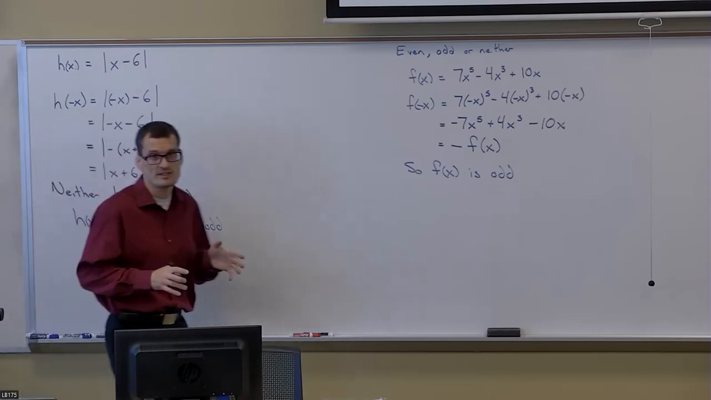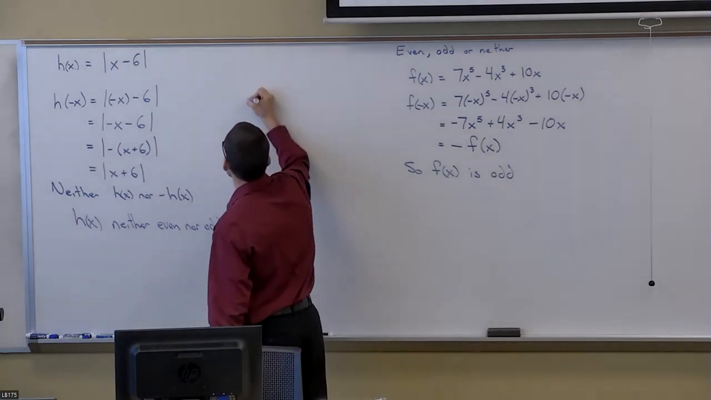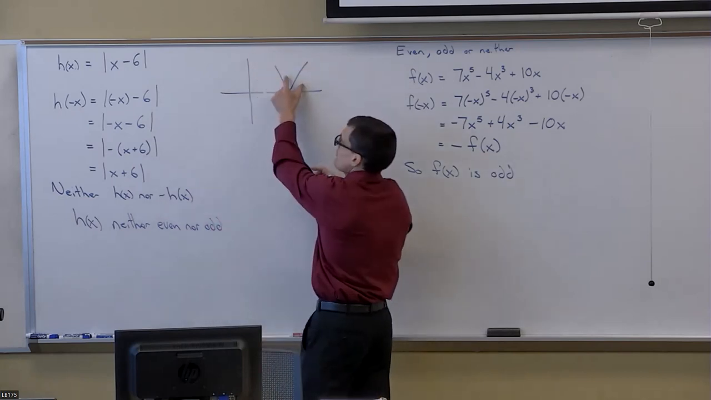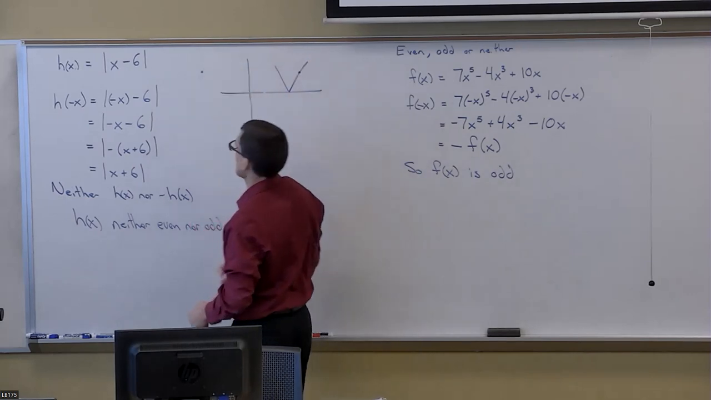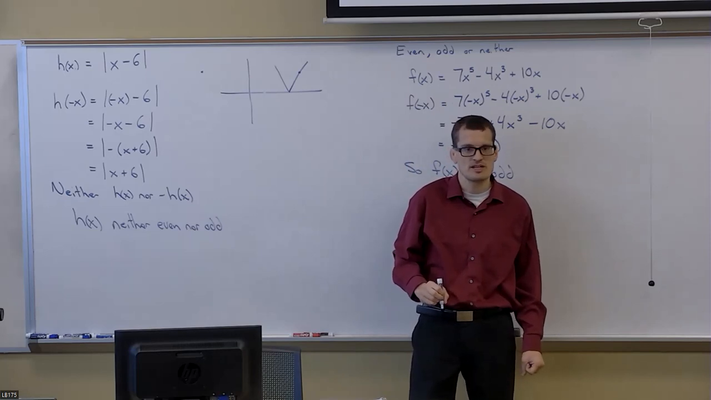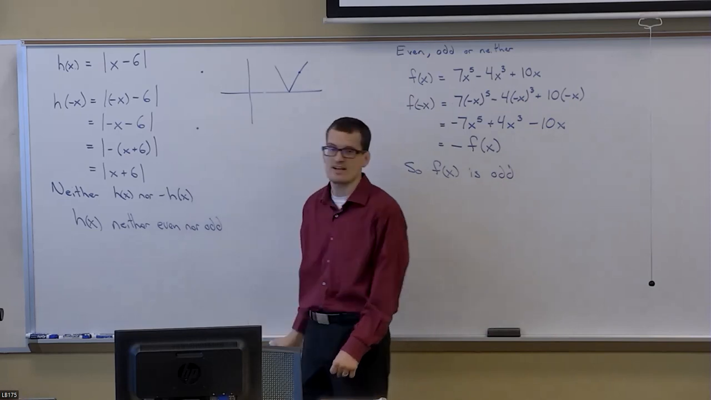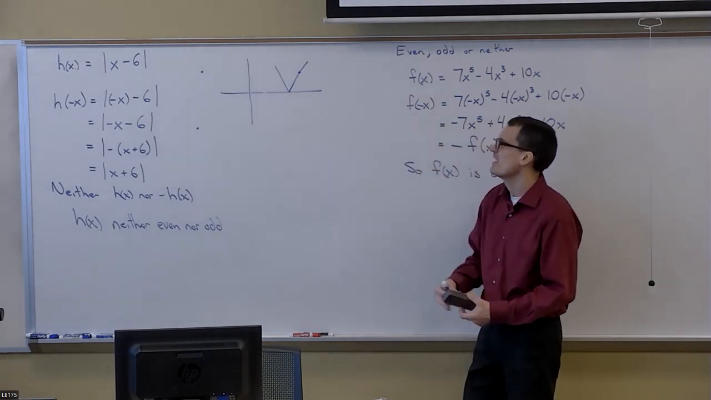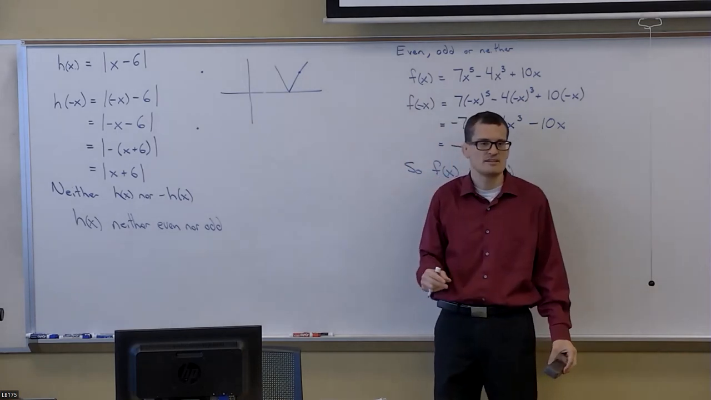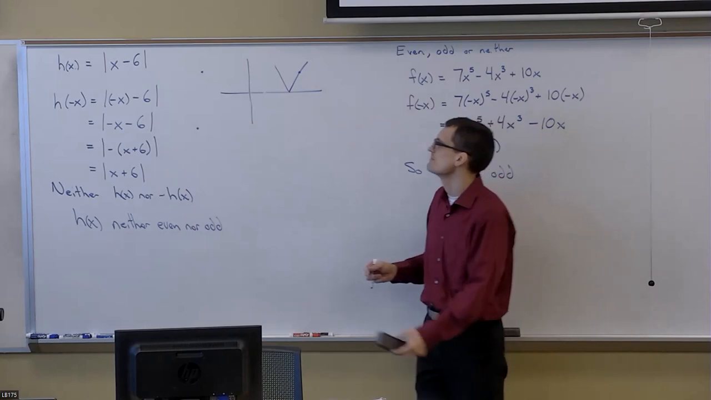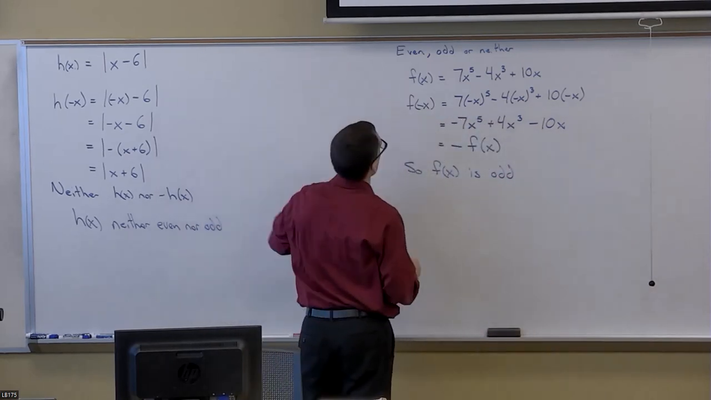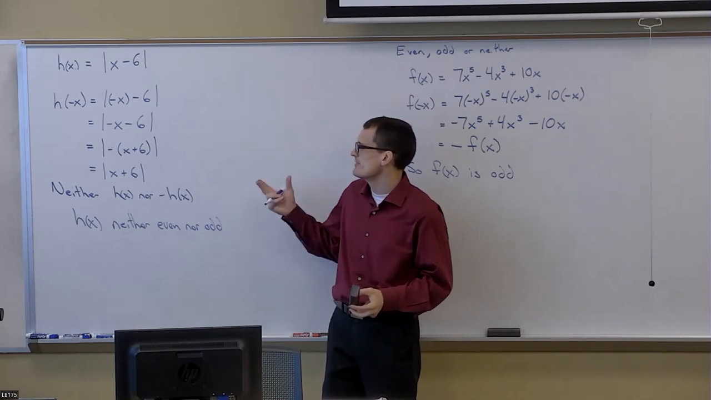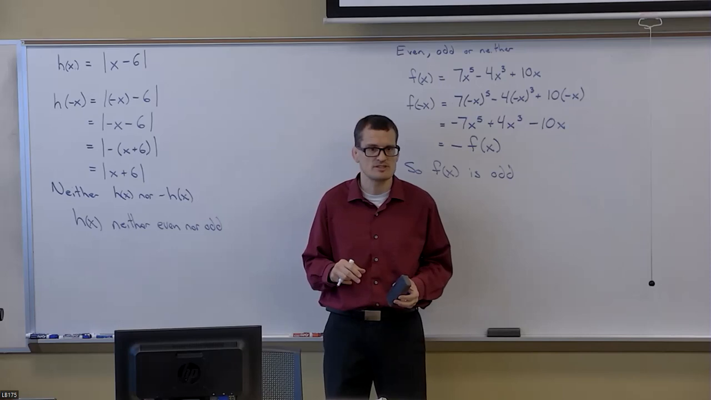And you could look at this graphically too. This is a shift to the right of 6 units. Here's our y-axis. If I flipped it over the y-axis, I need a corresponding point over there, which I don't have. If I reflected it through the origin, I need that point to be over there. If you understand what the graph of this does, you can see that it's not even and also not odd. So you can determine even, odd, or neither either graphically or algebraically. Two options there.